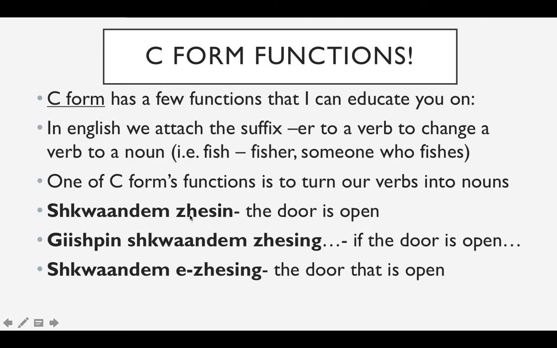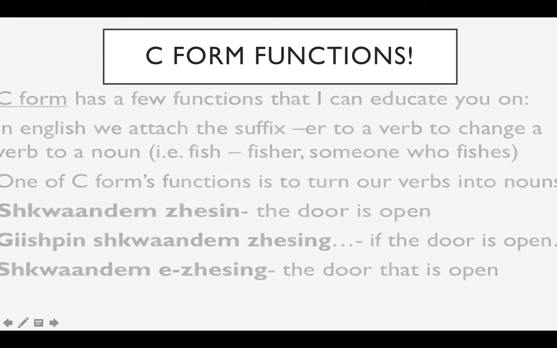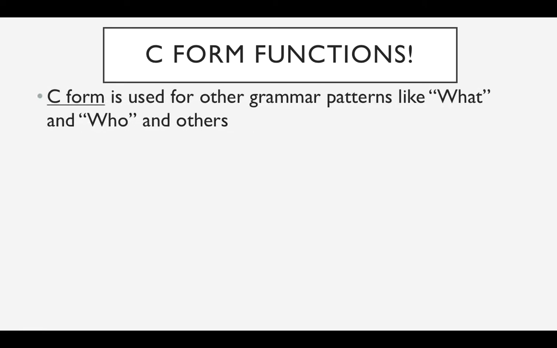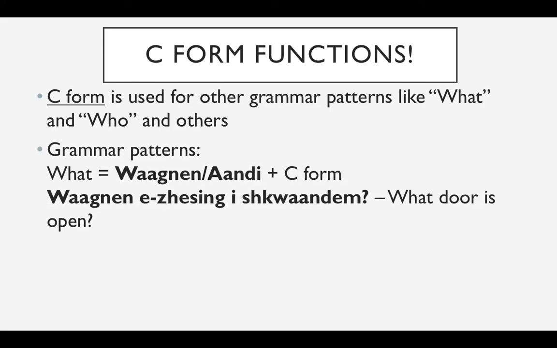And then this is an A form verb and a B form verb, and then a C form, either verb or noun. But in this case, we're using it as a noun. So C form is used for grammar patterns like what and who, and some other ones. Grammar pattern what is usually started with a wagnen or onde plus C form. For example, wagnen eje sing ishkwandem. What door is open?